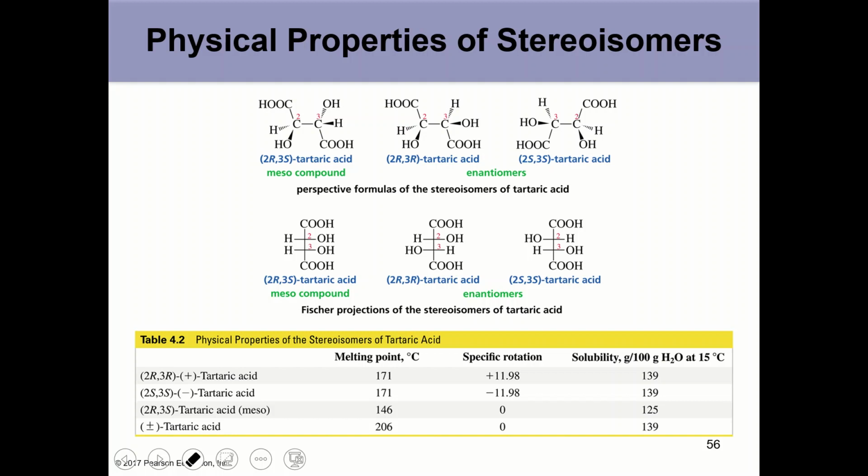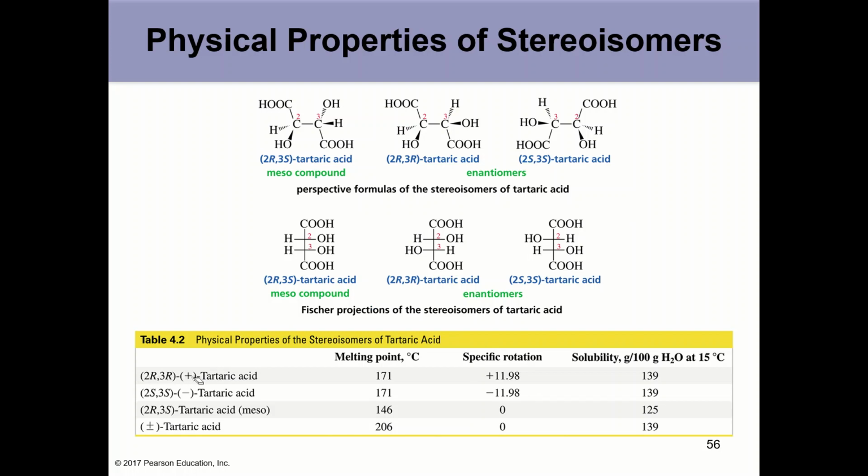Let's look at some physical properties of stereoisomers. Tartaric acid has only 3 stereoisomers because it has a meso compound. There are 4 identical groups bonded to the asymmetric center. The groups bonded to the asymmetric center at 2 are equal to the groups bonded to the asymmetric center at 3. And so we know that a meso compound will result. We can look at the physical properties.